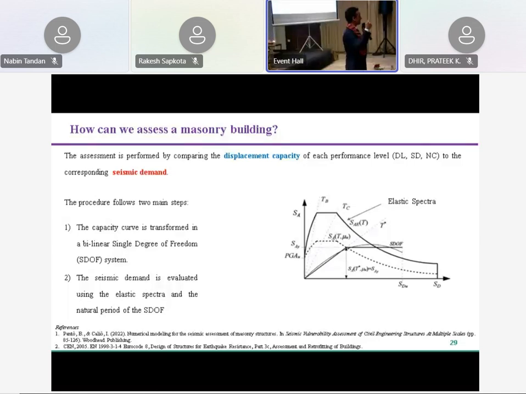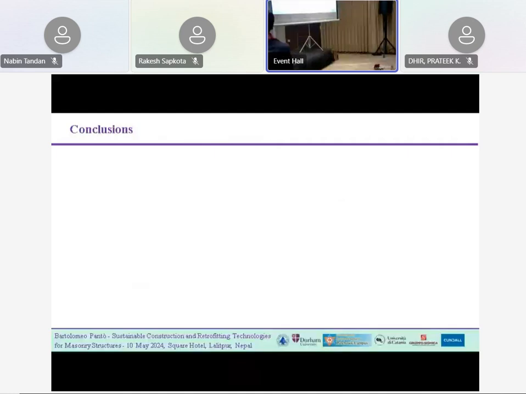So the assessment will be performed comparing displacement demand with the displacement capacity. This is a completely different approach that maybe many of us are confident with. So comparing forces. Here we compare displacement. And this is the main difference when we use a pushover analysis. I think we can go through the conclusions.